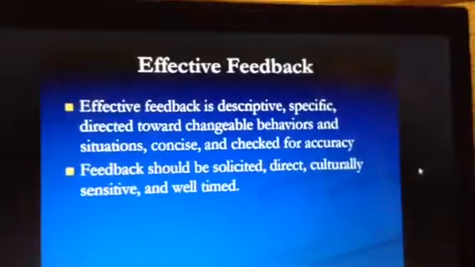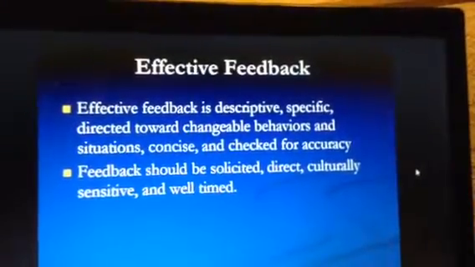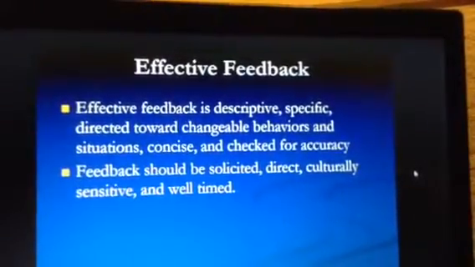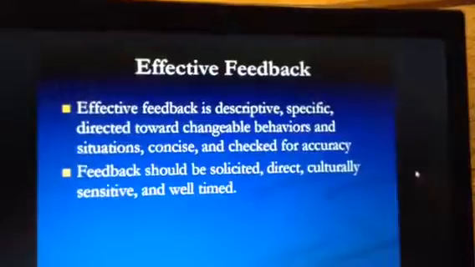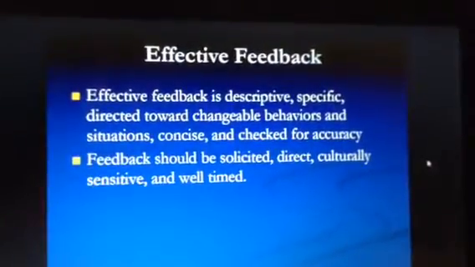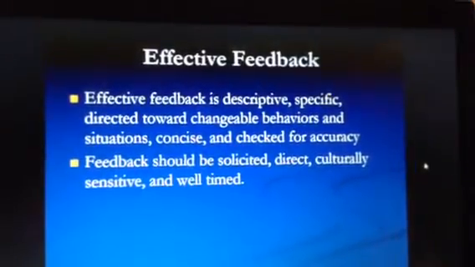And effective feedback. Effective feedback is descriptive, specific, directed towards changeable behaviors and situations, concise, and checked for accuracy. And also, feedback should be solicited, direct, culturally sensitive, and well-timed.